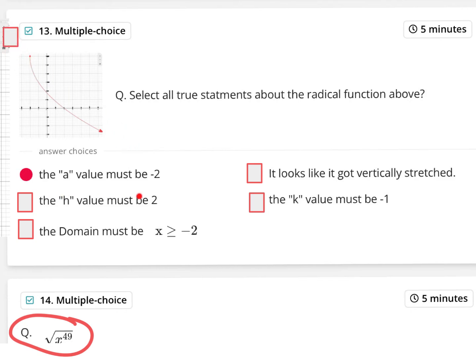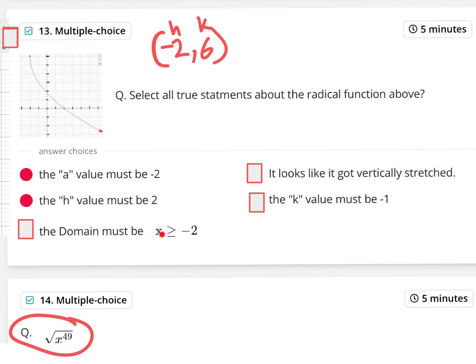Moving on, the h value must be negative 2. Well, what is this beginning point? That is your most important point, the hk. So from the origin, it's negative 1, negative 2, 1, 2, 3, 4, 5, 6. So it's negative 2, positive 6. That's your hk. So your h is negative 2, your k is positive 6. So again, the h value must be positive 2. That's incorrect. It's supposed to be negative 2. So this is obviously a false statement also. That's why we have a red dot right here.